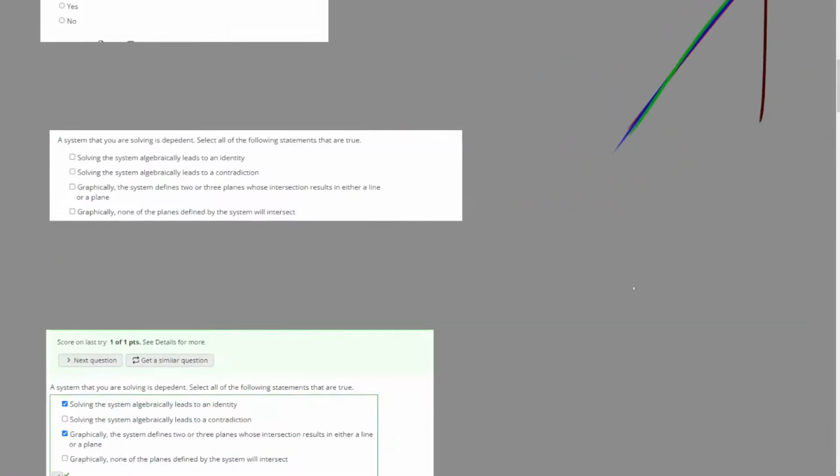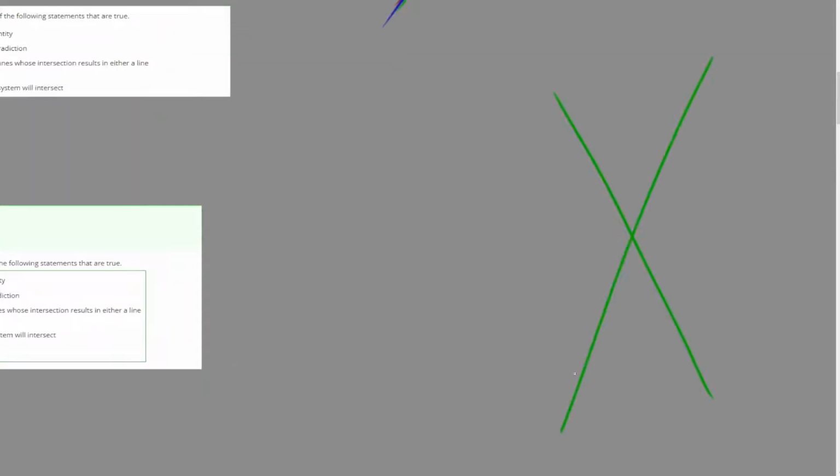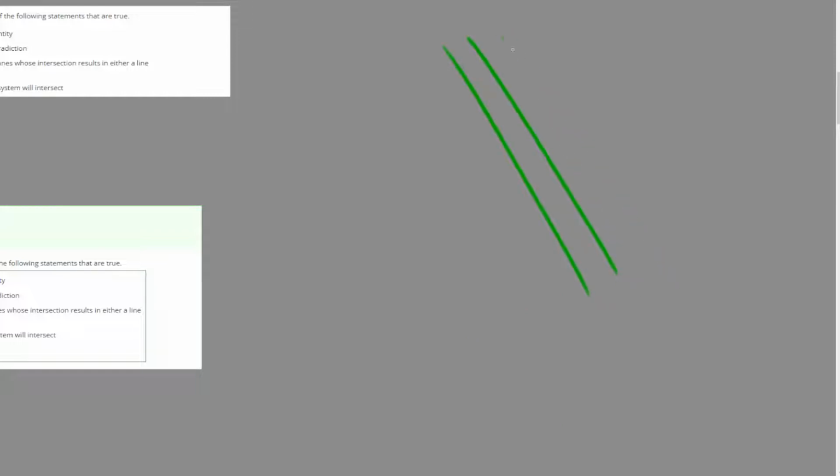There's also going to be basically the same where it's consistent and independent, where all three lines intersect at one point. That's going to be your consistent independent solution, very similarly to our beginning. And then there could be three parallel lines that never intersect, and that's going to be your inconsistent system, which will have no solutions.